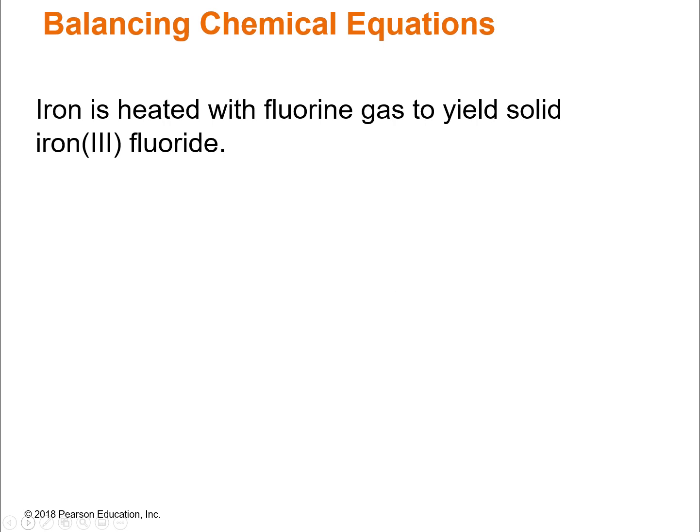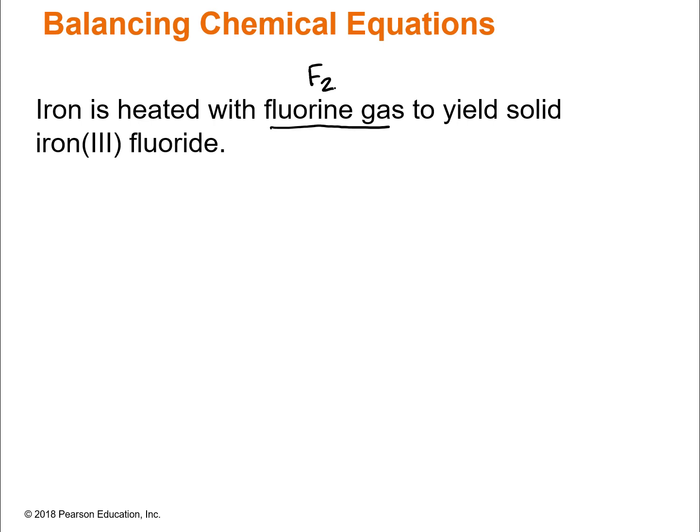So here's your problem. You've got iron, it's heated with fluorine gas, and you're making iron 3 fluoride. I'll give you a hint. Fluorine gas is one of those diatomic molecules. When you write your equation, write it as F2. Outside of that, I will give you 2 minutes to get started, and then I'll hop back in. Here we go.